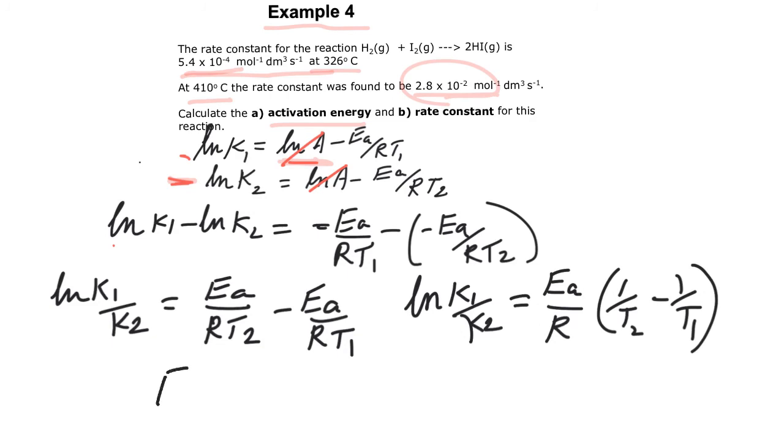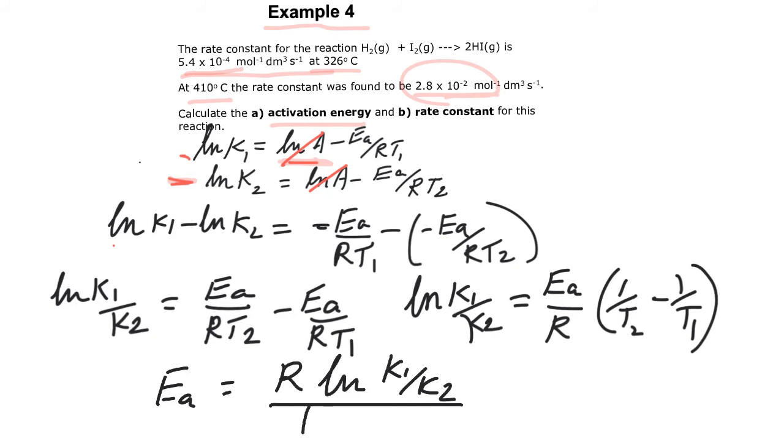So EA would be R times ln k1 over k2, divided by 1 over T2, take away 1 over T1. If you find that too hard to deal with, you might as well substitute all the values and actually solve for EA. That you would find slightly easier.